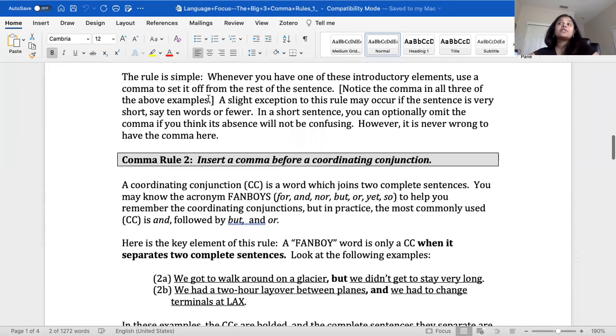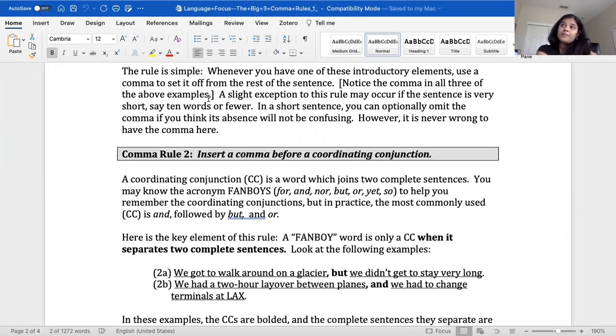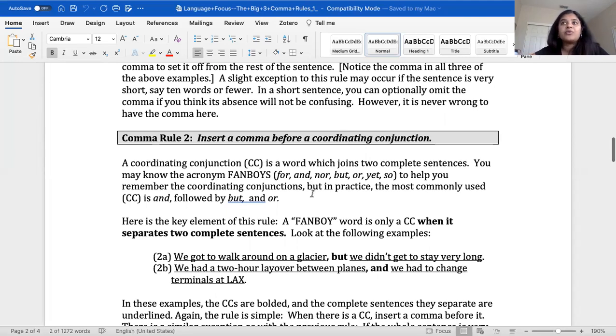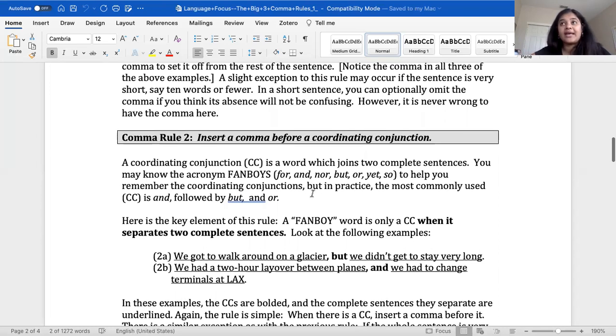Okay, comma rule number 2. Insert a comma before a coordinating conjunction. What is a coordinating conjunction? Your FANBOYS. It is a word which joins 2 sentences, 2 complete sentences, right? So you may know the acronym FANBOYS: for, and, nor, but, or, yet. So to help you remember that these are your coordinating conjunctions. You might know this, you might not know this.